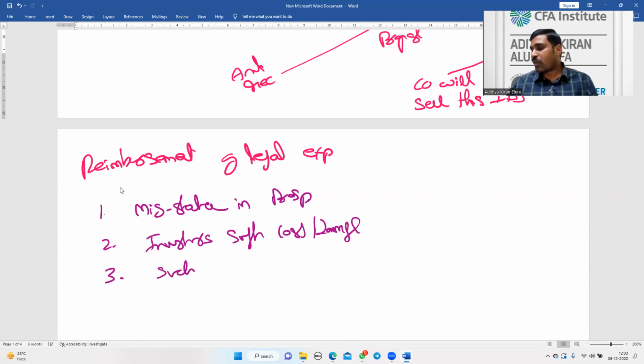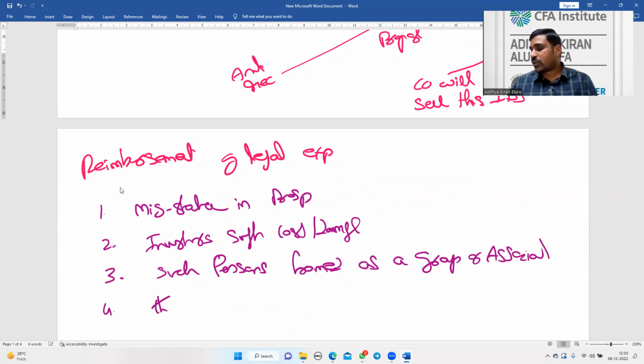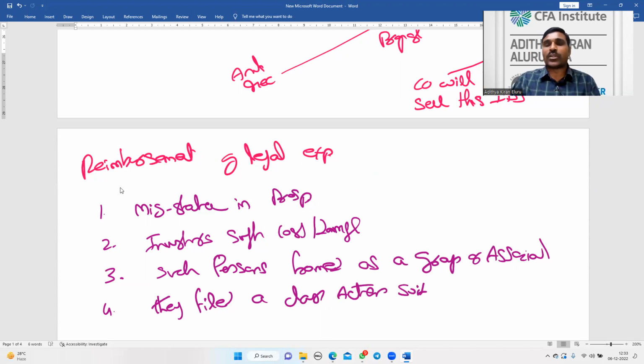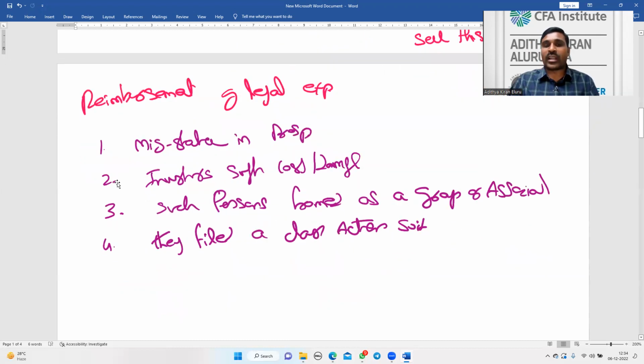Such persons formed as a group or association. So they filed a class action suit. Class action suit means all the persons affected commonly form a group and file a group suit, rather than individual shareholders filing complaints against the company. So as a group, they filed a class action suit against the company.